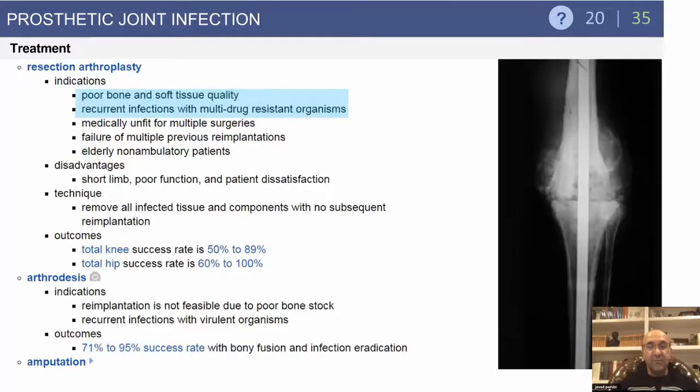Salvage operation for patients who failed prior attempts at eradication of infection. That definition is fluid, varies from one surgeon to another and from one study to another. But I would say that a patient who's undergone at least two stage exchanges previously should be considered for a salvage operation, which is either resection arthroplasty for the hip, arthrodesis for the knee, and amputation for the knee and possibly the hip.